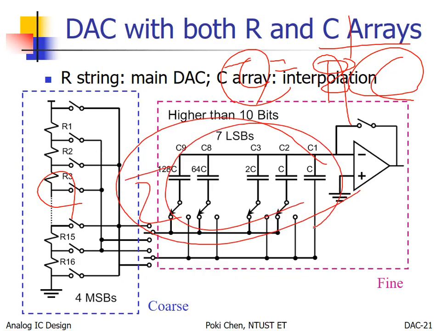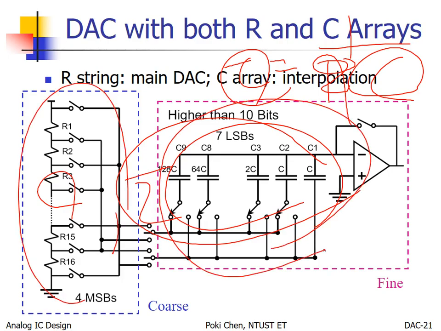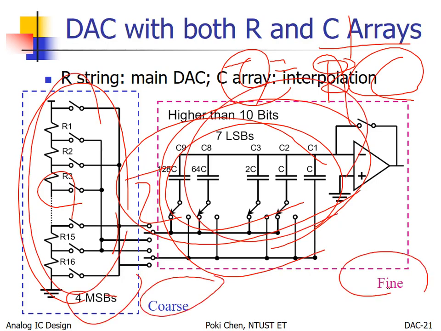So you can guess, with such an RC hybrid structure, it's really beautiful. It makes sense. For the MSB, you simply combine both structures from 2 into 1: R string for MSB, capacitor array for LSB. That's it. But the price is the operation speed is much slower than before.